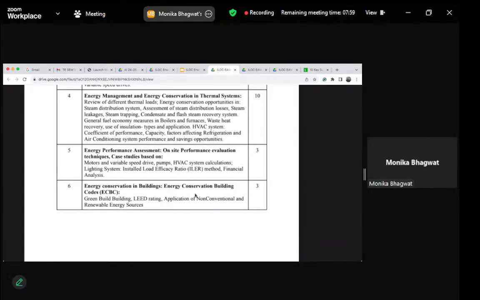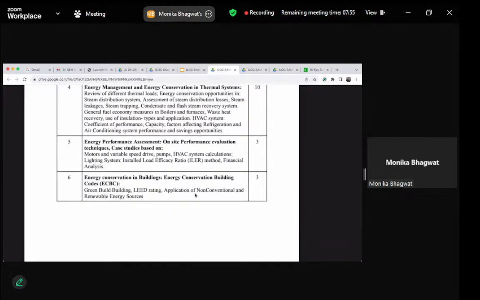That is what you will learn in module 4. Module 5 is about the energy performance assessment. So here you will learn the on-site performance evaluation techniques, and you will do the case studies, which will be based on the motors and variable speed drive, pumps, HVAC system calculation, lighting systems, and so on.